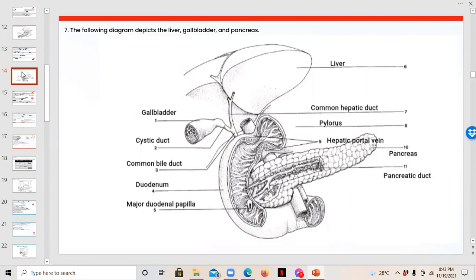Number 4 is duodenum. Number 5 is major duodenal papilla. Number 6, liver. Number 7, common hepatic duct. Number 8, pylorus. Number 9, hepatic portal vein. Number 10, pancreas. And lastly, number 11, pancreatic duct.